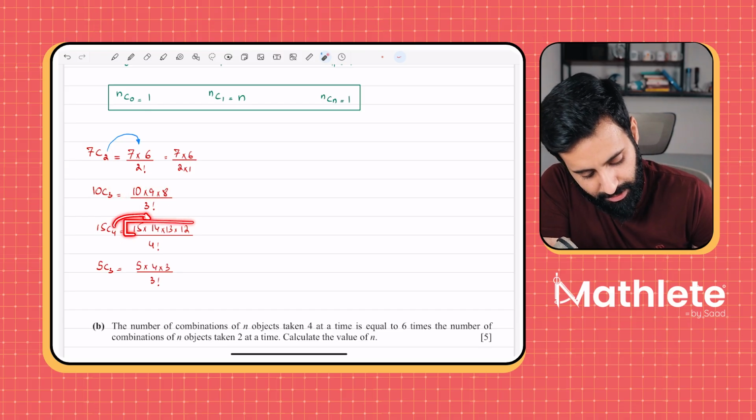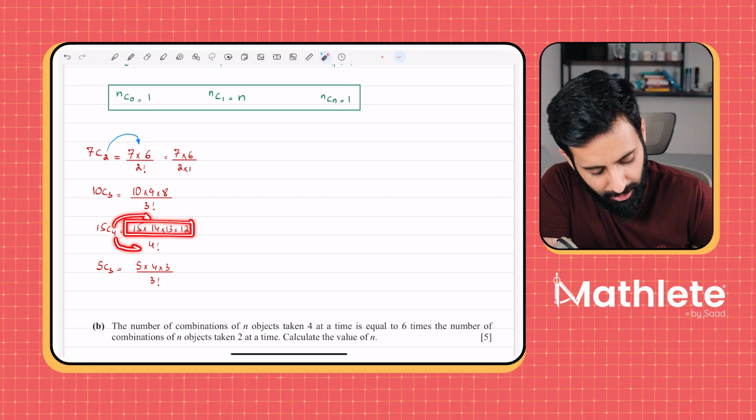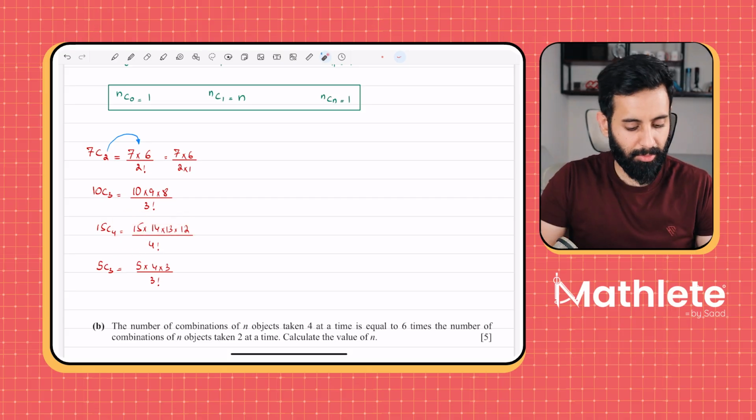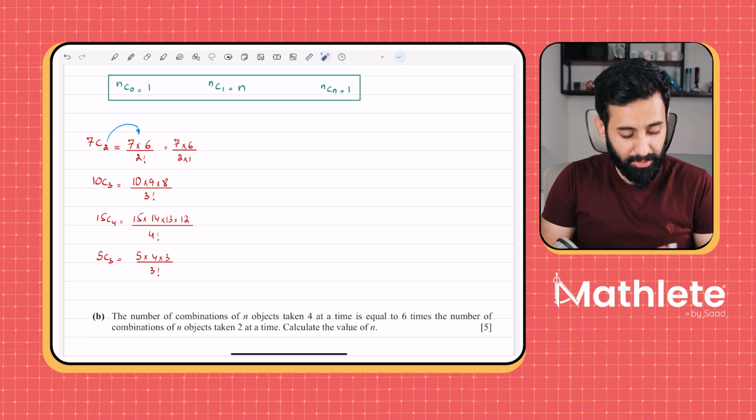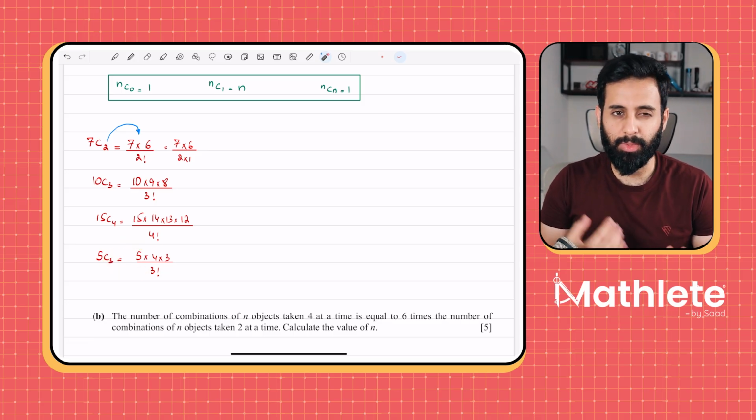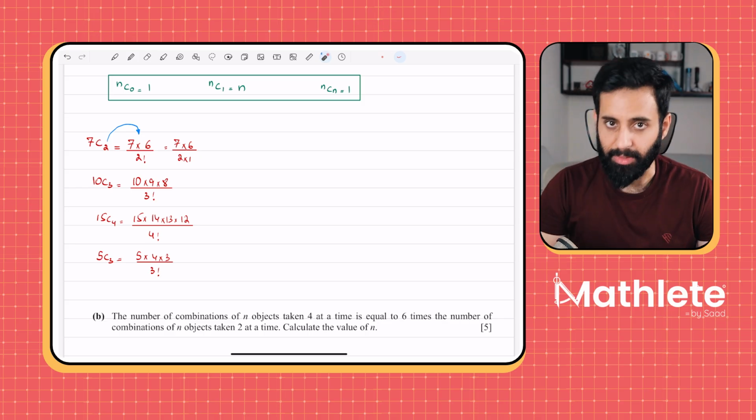15C4, you have 4 terms in the numerator starting with 15. Every following term is 1 less than 15. And in the denominator, you have 4 factorial. 5C3, 3 terms in the numerator. In the denominator, you have 3 factorial. Okay, so this is basically the approach we use when we don't have very large values, where R is not very large.